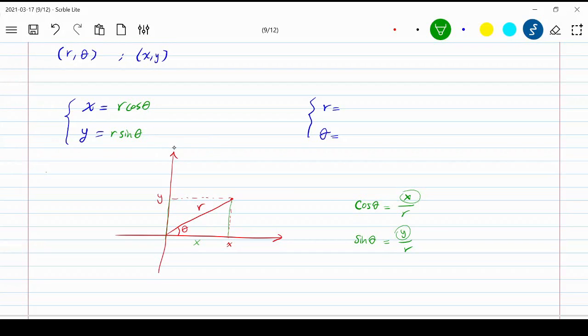So if we have that, that means if I'm given the radius and the angle theta, then I should be able to find out what the x coordinate and the y coordinate are at this point.